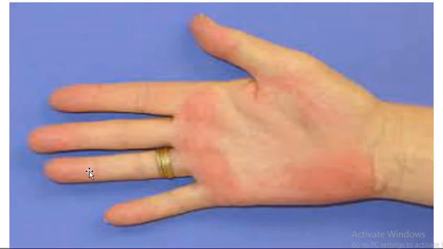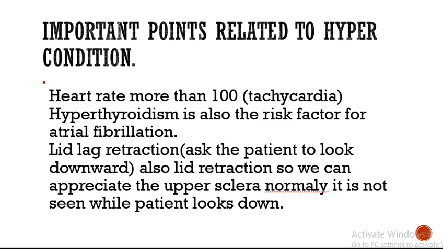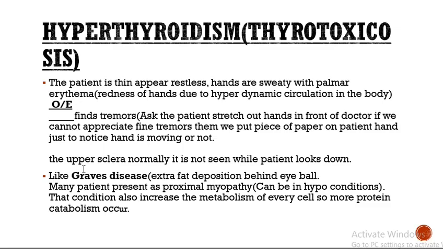Then also you can appreciate the palmar erythema. See, this is the palmar erythema, which can present in the alcoholic patient, and also in hyperthyroidism. So this is due to what? Due to hyperdynamic circulation.